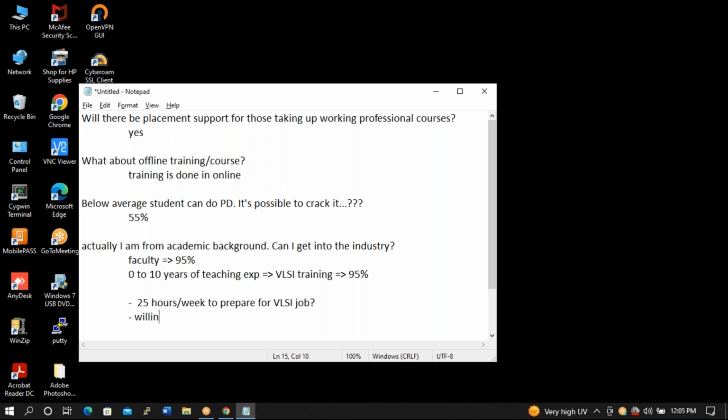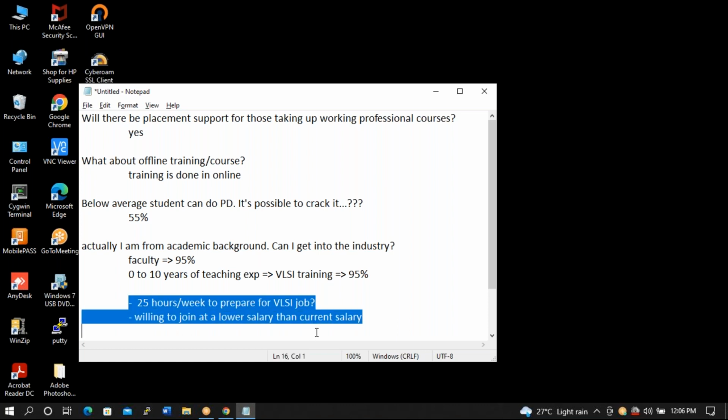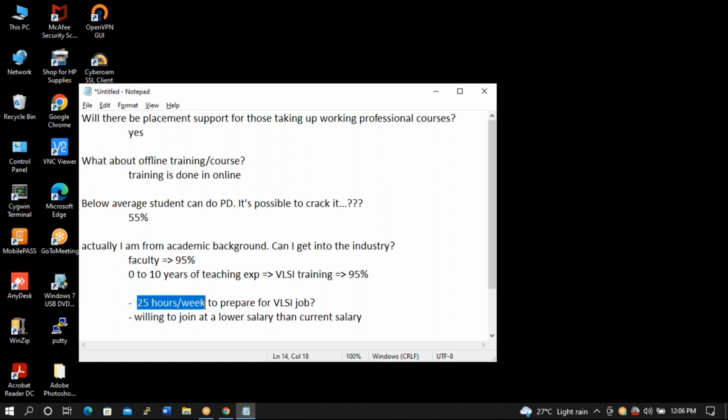So are you willing to join at a lower salary than your current salary? There is a possibility that you may have to, but over 1 to 2 years it gets offset. Even if you join at a lower salary, once you have 1 or 2 years of experience, you will always get better than what you got in an academic background. It's all about these two things. Unless you spend at least this much time per week, you can't prepare for VLSI jobs. You need this much time so that you can complete the course in 6 to 7 months. And there are times you may have to join at a lower salary, and you should be willing to do it. I hope I have answered this question.